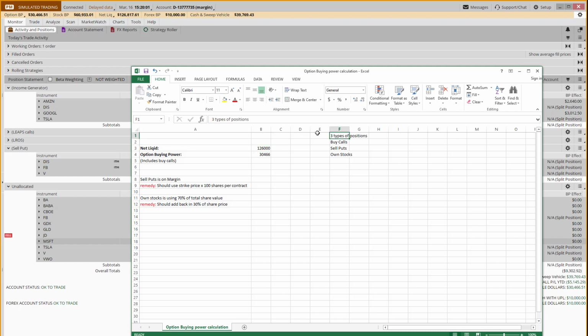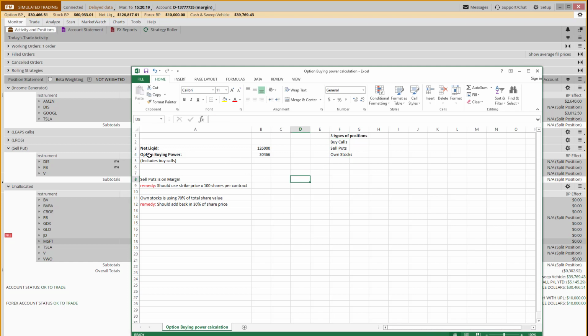Now, there are only three main types of positions. Number one, you buy a call, your LEAP calls, etc. Number two, you sell a put, your LEAPs, or you sell puts for your positions. And number three, you own the shares, either because you're assigned or you buy some individual shares on their own. So there are only three types of positions.